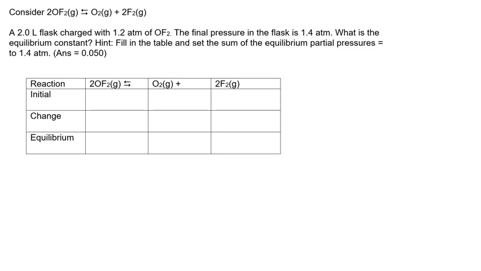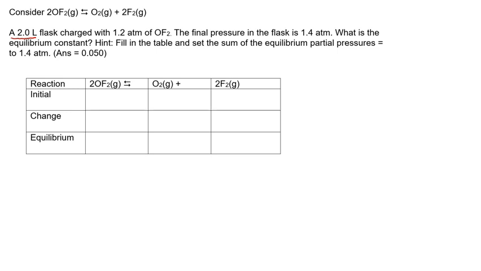Our last one is tricky. So we've got this reaction here where oxygen difluoride is in equilibrium with oxygen and fluorine gas. We're told a 2-liter flask is charged with 1.2 atmospheres of OF2. So the first thing I ask is, is that 2-liter flask going to make a difference? No, because it's pressure, so it doesn't really matter. And I'm told the final pressure in the flask is 1.4 atmospheres. So the question is, what is the equilibrium constant?